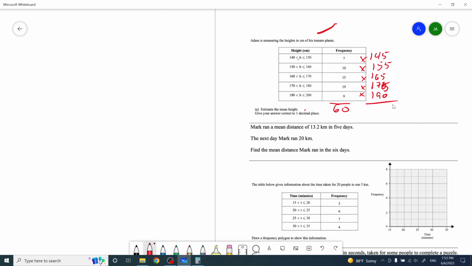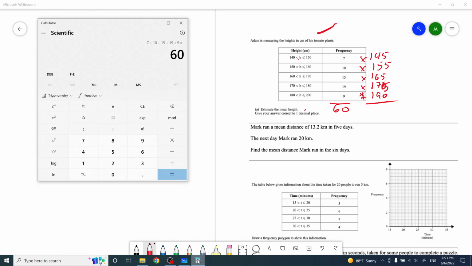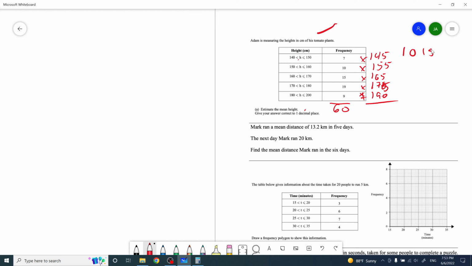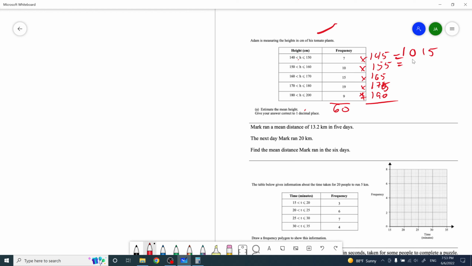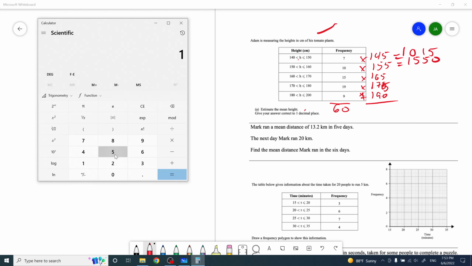That's a nice garden. All right, and now, actually, we're not going to add all those. We're going to multiply them all first, and then we are going to add. So first, we take 7 times 145, which gives us 1,015. You can already see why it's going to be nice to have a calculator for a problem like this. We have 10 times 155, even though we actually don't need a calculator for that one. That's just going to be 1,550. 15 times 165. It's going to give us 2,475.